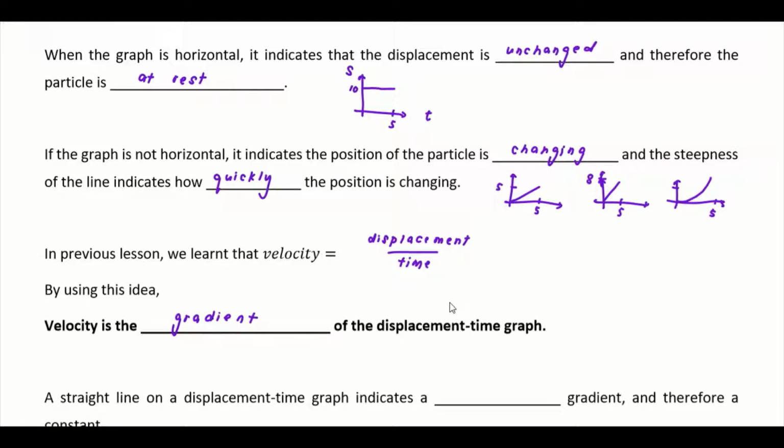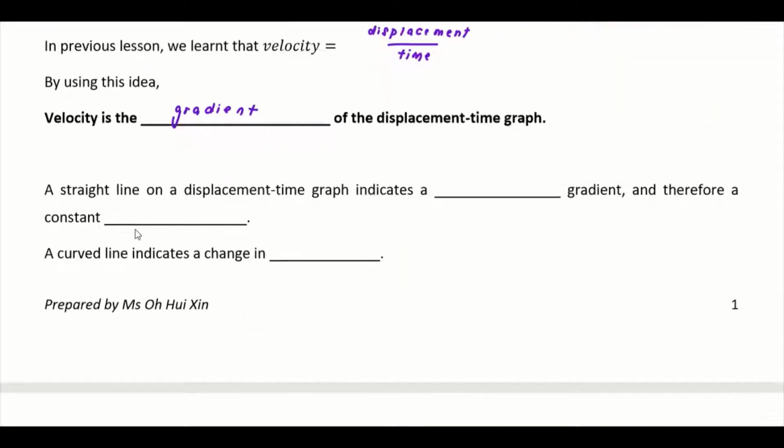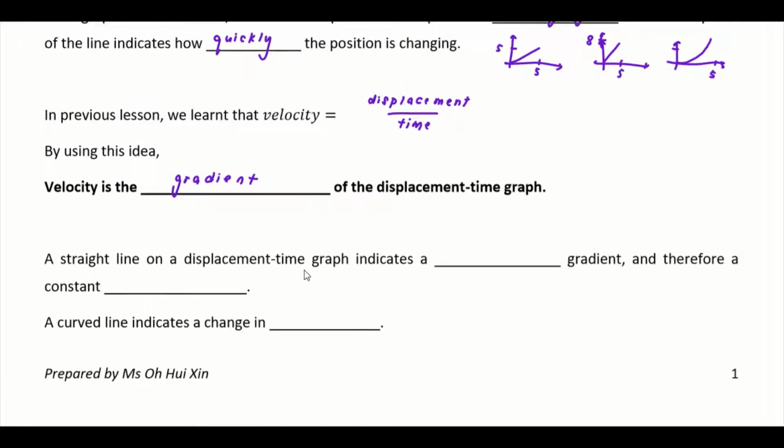I guess it's quite easy. The horizontal axis is for the time, the vertical axis is for the displacement, and you get the gradient because you are dividing the displacement by the time. But of course, we are talking about a constant velocity. If you have different velocities involved, then we might need to use the idea of average velocity. A straight line on a displacement time graph indicates a fixed gradient.